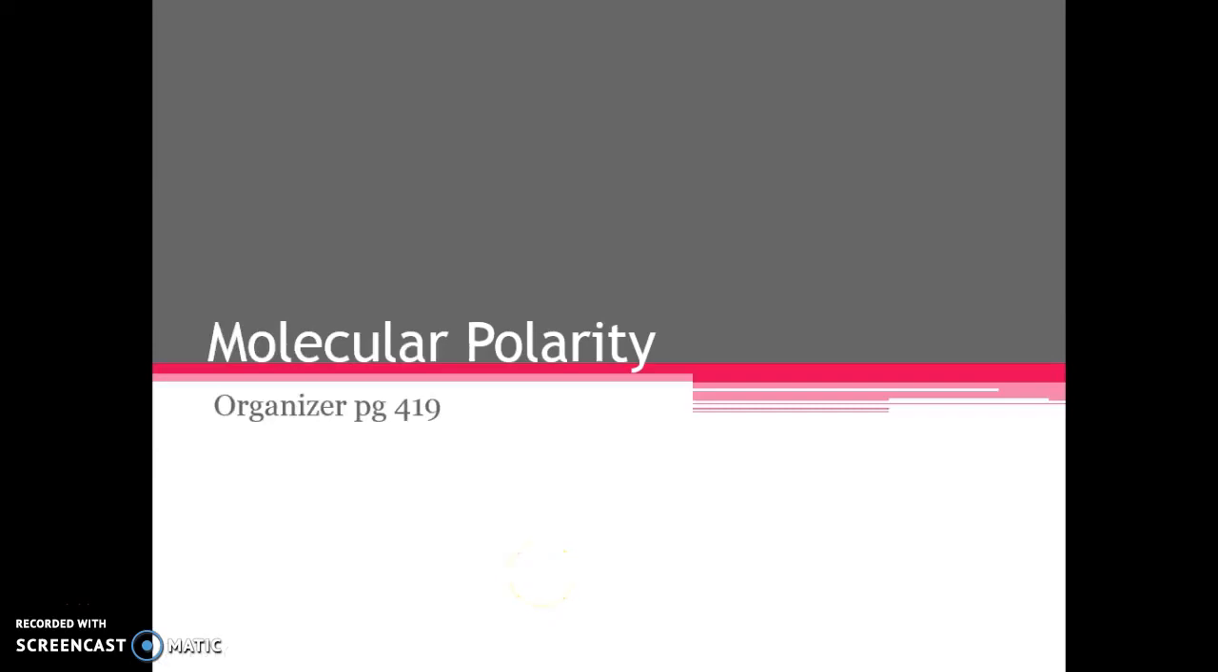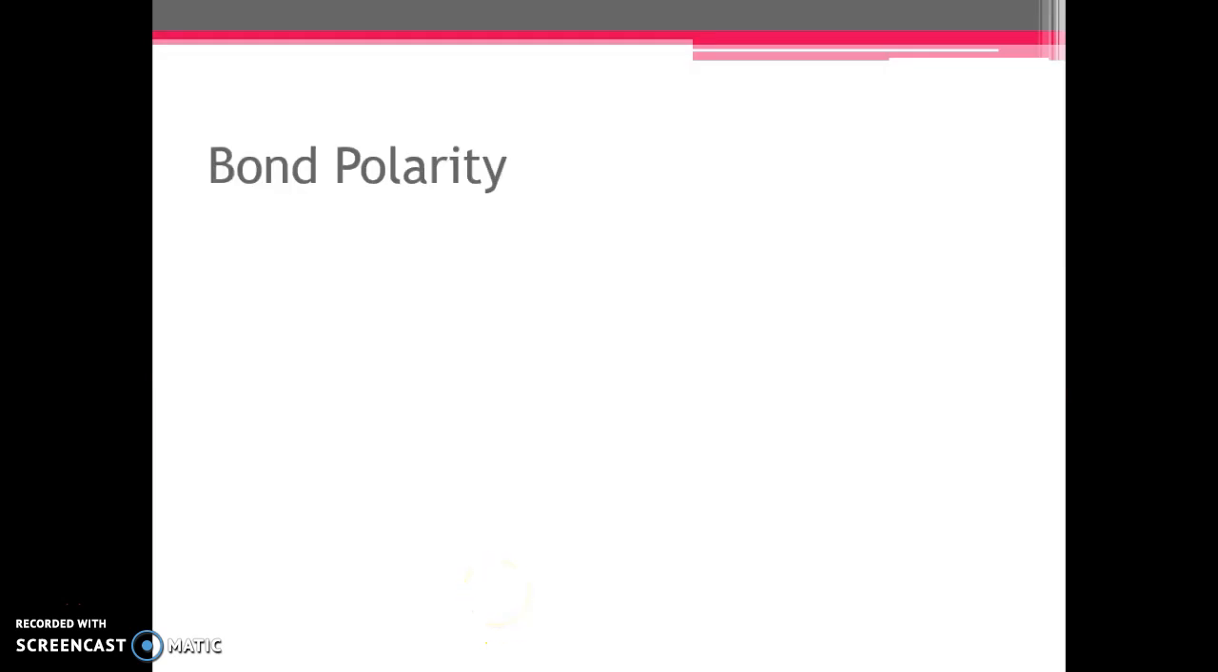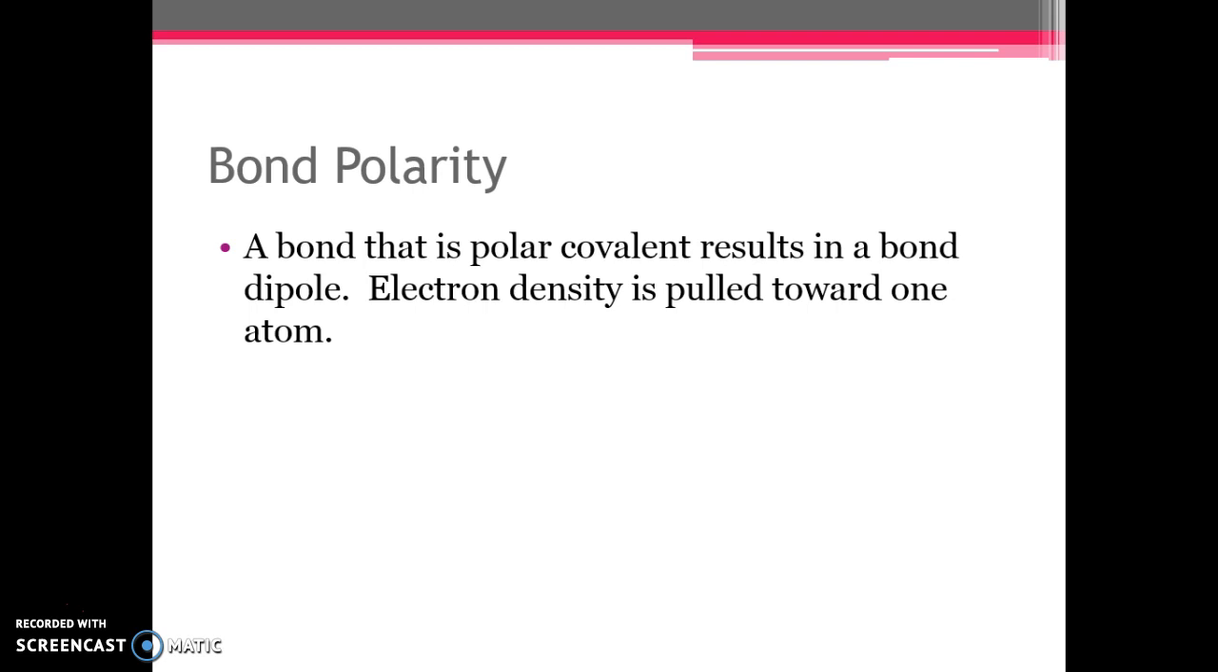So this video accompanies the organizer on page, at this point, 419, which is about molecular polarity. If you remember when we were learning about different types of bonds, we learned about bond polarity when we were taking a look at polar covalent bonds. And so a bond that's polar covalent results in what we called a bond dipole. And that's when the electron density is pulled more towards one atom than the other. So you have electronegativity values that are different enough that one atom pulls a little bit harder.